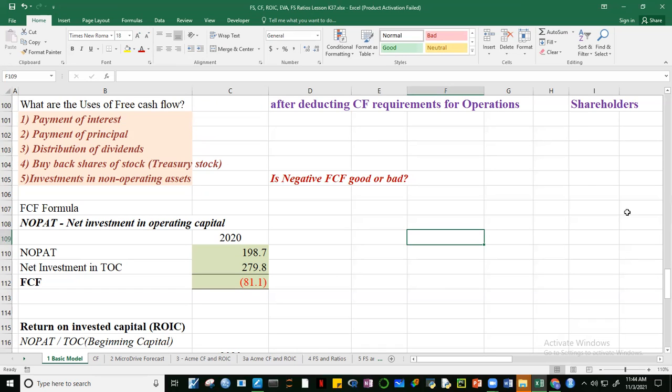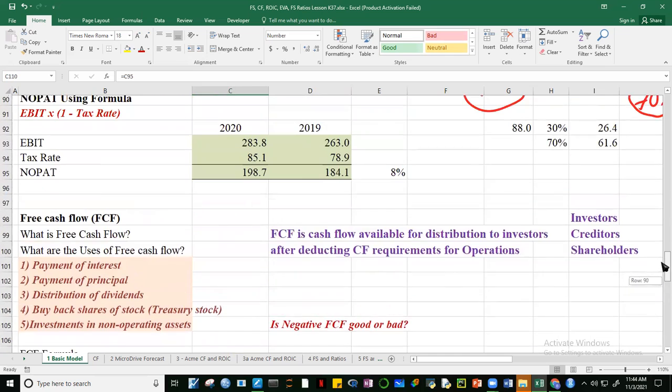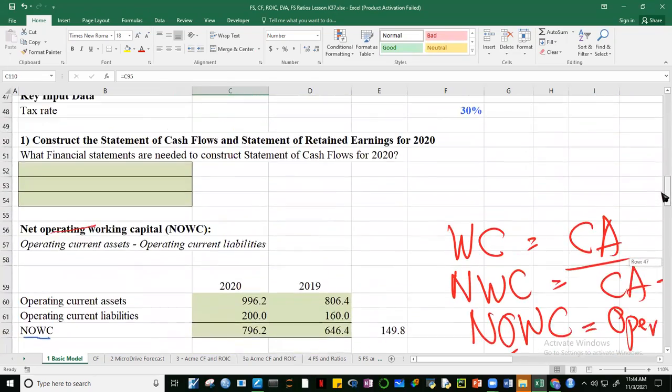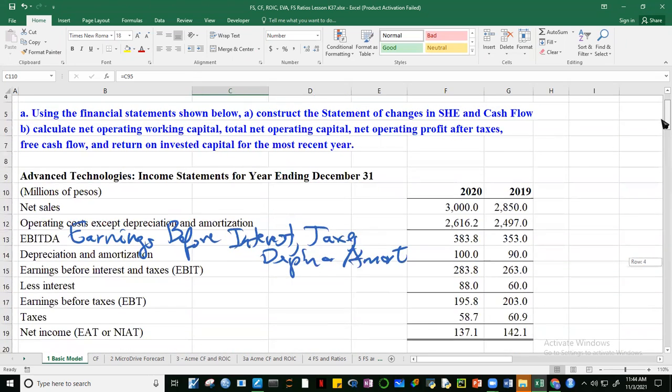Okay, so in the interest of time, guys, let me just elaborate on this. Now, in order to answer this question, we have to ask ourselves, where was the source of the negative free cash flow? Okay, because there are only two items that dictate the free cash flow. One is NOPAT, and the other one is net investment in TOC. So let's first take a look at NOPAT. For NOPAT, guys, we have our computation here. NOPAT, you notice that EBIT was positive, which means, okay, so let's look at EBIT. Let's look at our income statement. This is our EBIT, guys.